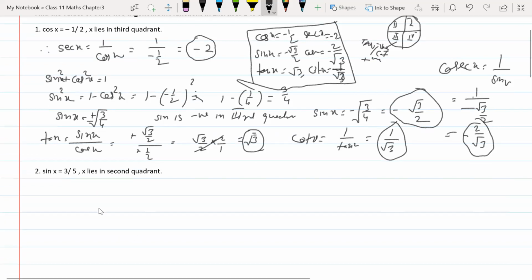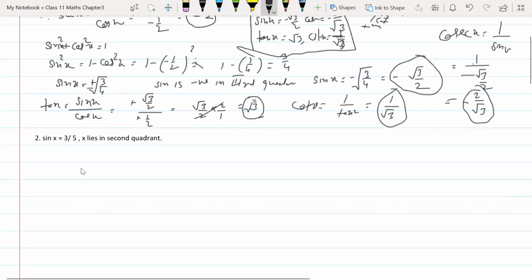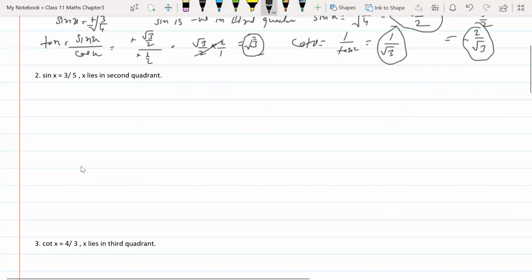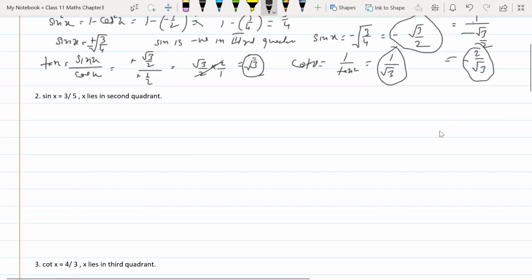Let's move to the second question. Sin x is, it's very easy, sin x is 3 by 5. X lies in the second quadrant. As we know that in the second quadrant, sine and cosecant are positive, all others are negative.